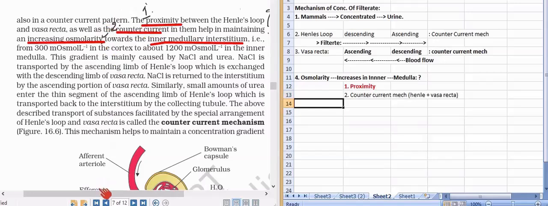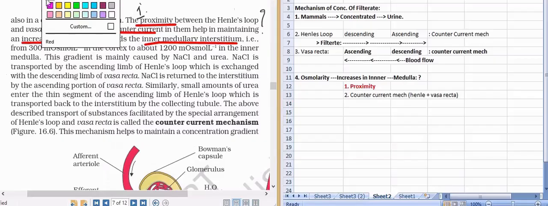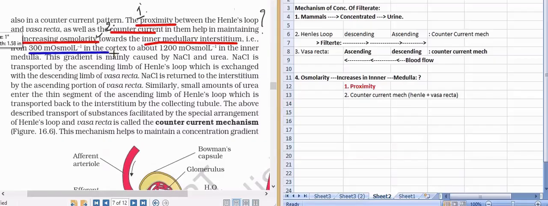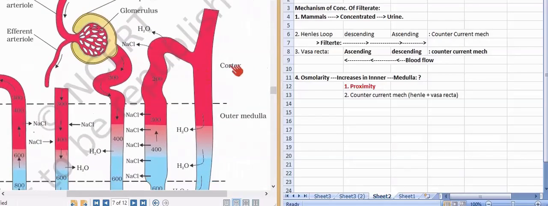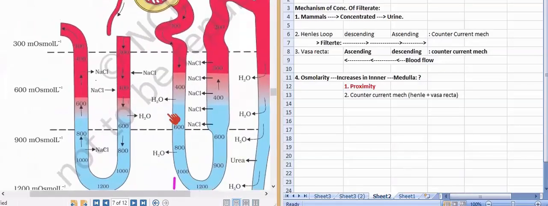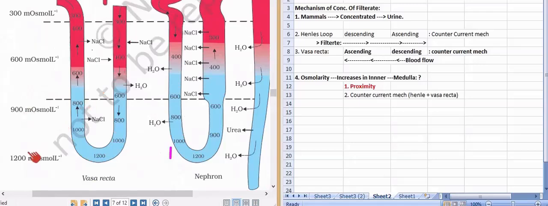Because of this, what is happening? The osmolarity will be less in the cortex and more in the medulla, in the middle. 300 in the outside, 1200 in the bottom. See, this is the same image he explains. This is the cortex, this is the outer medulla, inner medulla. In the cortex 300, outer medulla 600, inner medulla 900 to 1200. It is increasing. Why?